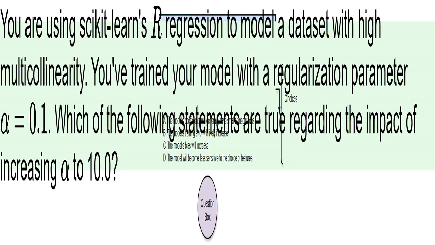Your model is being trained on data with high multicollinearity, meaning that your predictor variables are highly correlated. You have initially set the regularization strength to alpha equals 0.1. The problem asks how this changes when you increase alpha to 10.0.